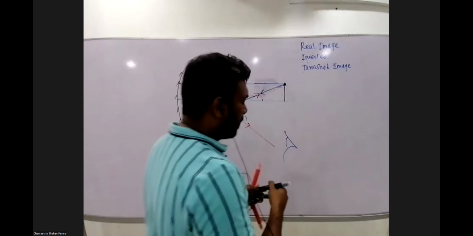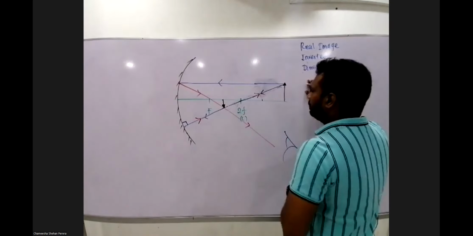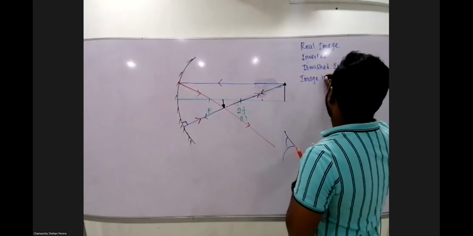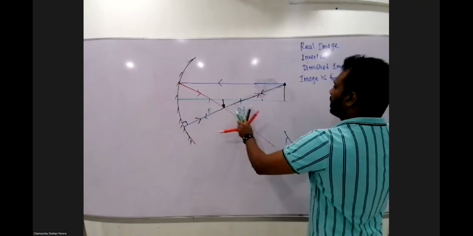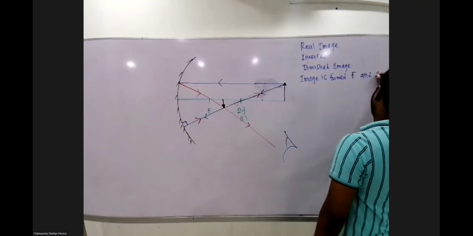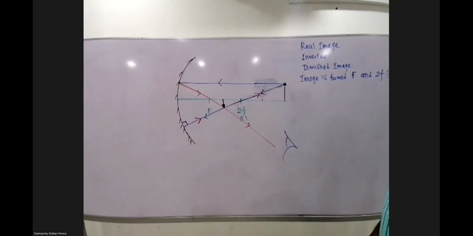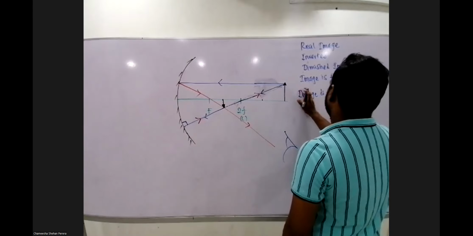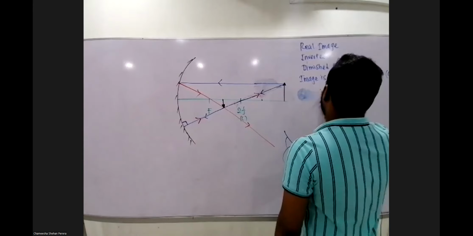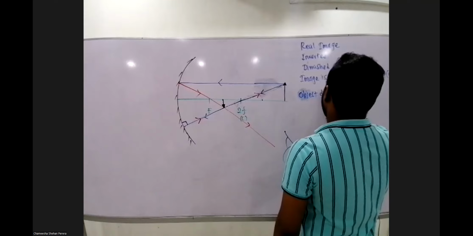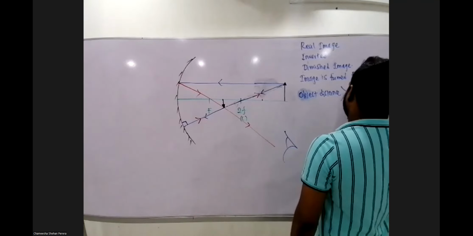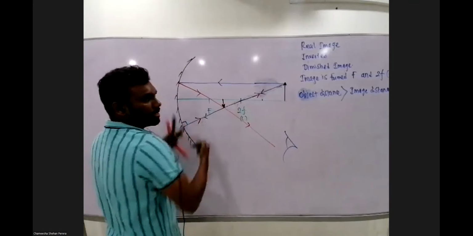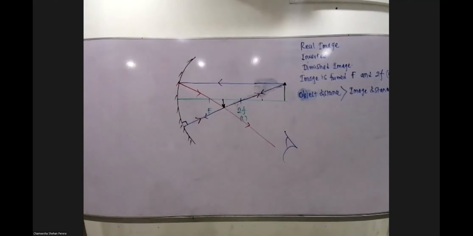The image is smaller than the object, so you call it diminished. Okay. Now, tell me the position of the image, Upe. Sir, the image is in front. Image is formed in between what and what? The focal point and the center of curvature. Exactly. And what can you tell me about the image distance and the object distance? The object distance is much further. Greater. Object distance is greater than the image distance, isn't it? Yes, sir. Yeah, perfect.